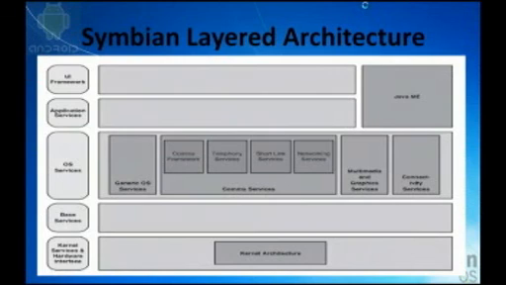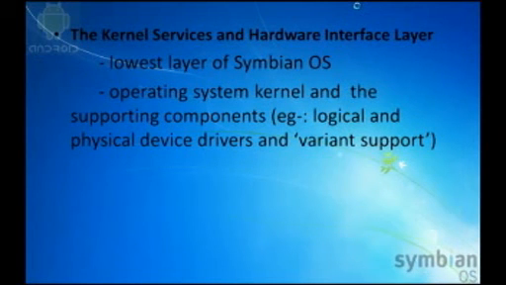Symbian layered architecture. The simplest architectural view of Symbian OS is the layered view given by the Symbian OS system model. The kernel services and hardware interface layer is the lowest layer of Symbian OS. It contains the operating system kernel itself, and the supporting components which abstract the interfaces to the underlying hardware, including logical and physical device drivers and variant support, which implements prepackaged support for the standard supported platforms, including the emulator and reference hardware boards.